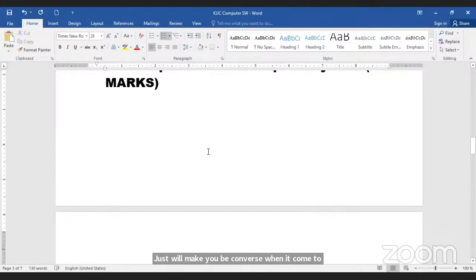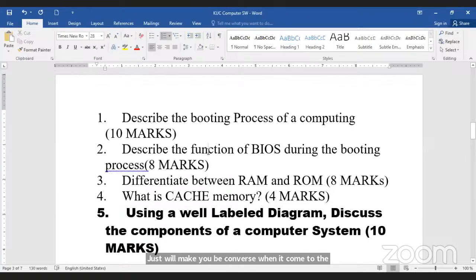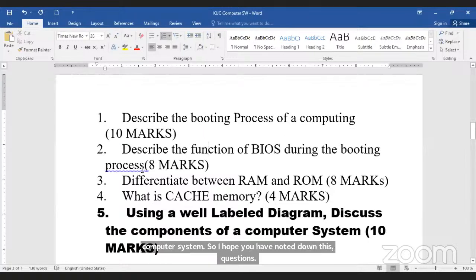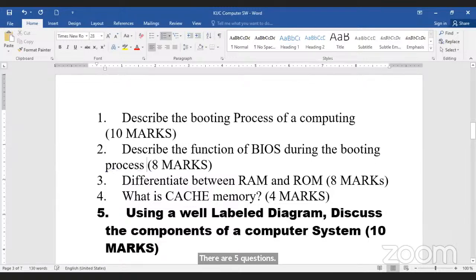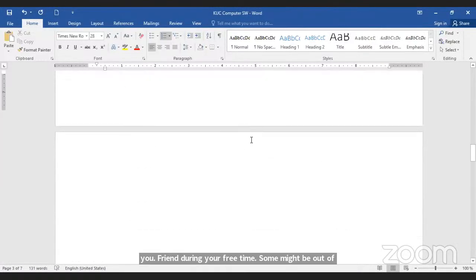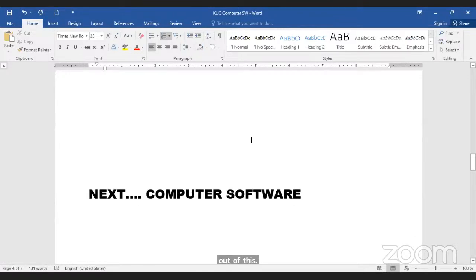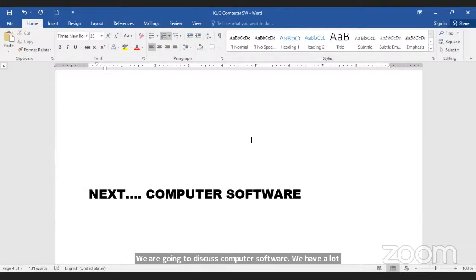So I hope you have noted down these questions. There are 5 questions that you need to discuss with your friend during your free time and make some summary out of this. Then next, we are going to discuss computer software. We have covered a lot on computer hardware. Let us switch to computer software.